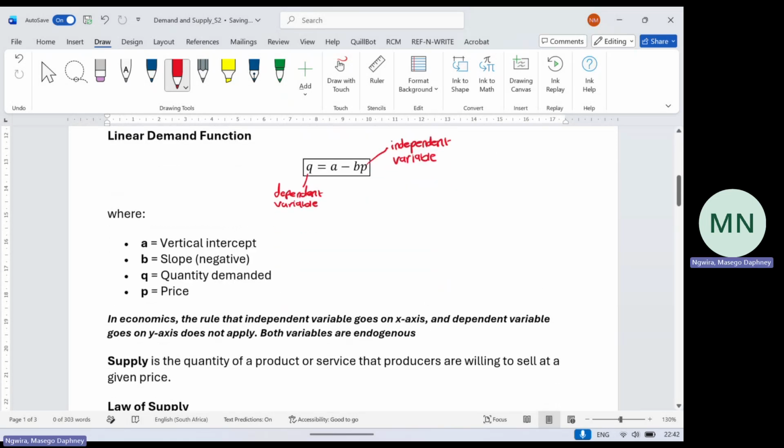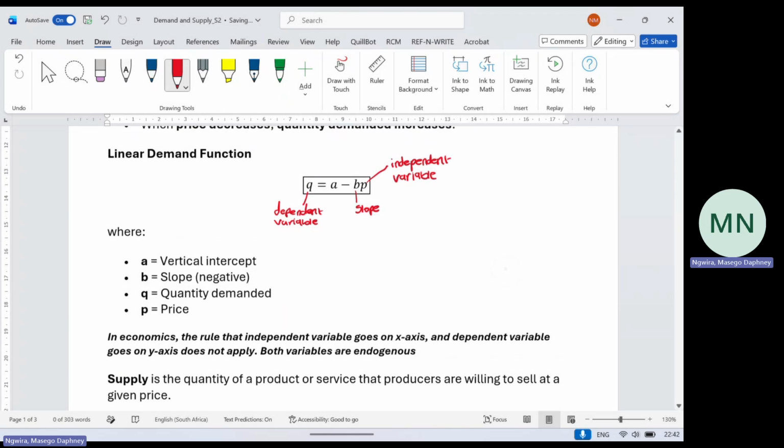And then you'll notice that A, they're saying it's a vertical intercept. So this will be our intercept. And then B is our slope. So B is the slope. If you remember, we did the slope in the linear function. So this is our slope.